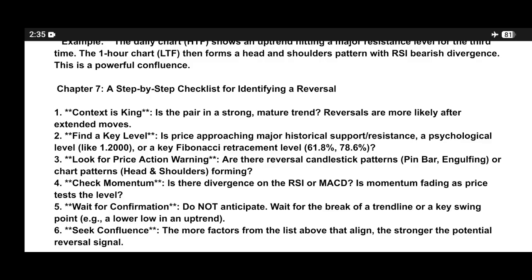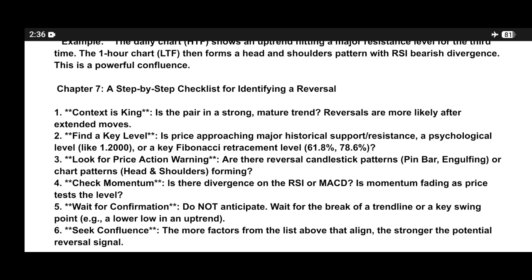Number 2 is find a key level. Is price approaching a major historical support or resistance? A psychological level like 1.200 or a key Fibonacci retracement level like 61.8 or 78.6 is very, very important. Number 3 is look for price action warning. Are there reversal candlestick patterns? For example, pin bar, engulfing or sharp patterns, head and shoulders forming.